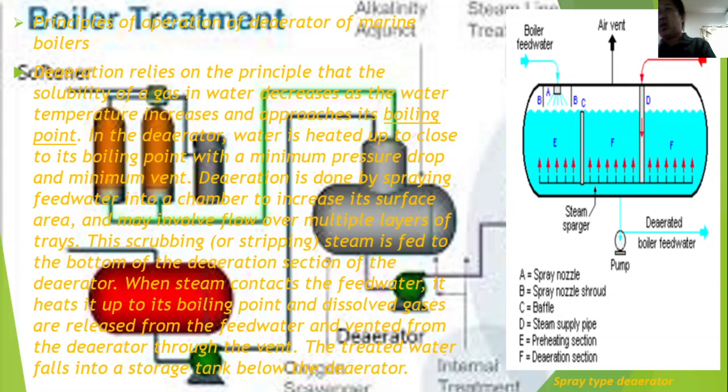So the gases will be released from the feed water and vented from the aerator through the vent. So here, the oxygen content of the feed water will be released to the vent. So that is the system.